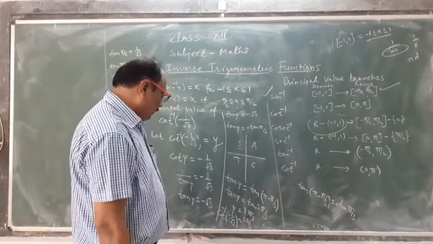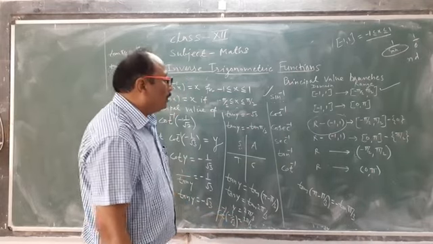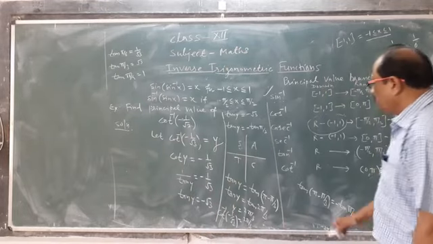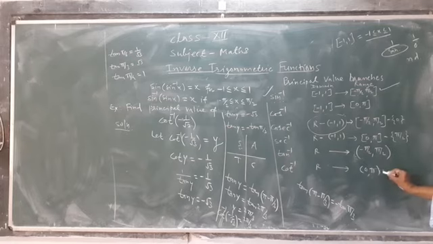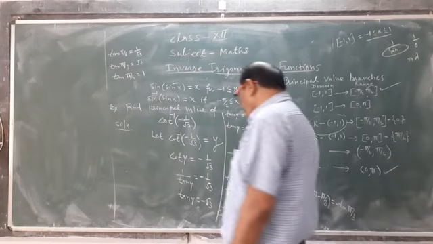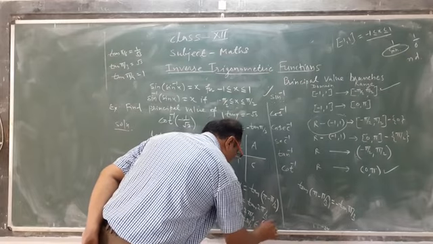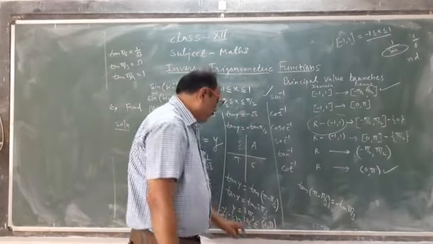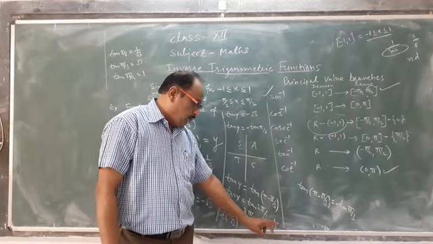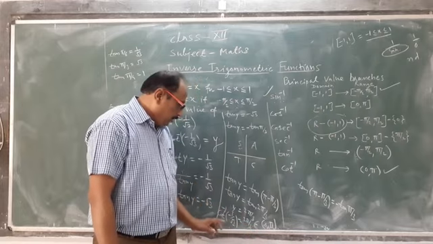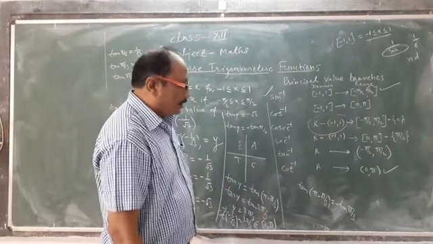And what is 2 pi by 3? 2 pi by 3 lies between 0 and pi. The principal value range of cos inverse is 0 to pi. Pi by 3 means 60 degrees, 60 into 2 is 120, and 120 lies between 0 and 180. Therefore, the inverse of minus 1 by root 3 is equal to 2 pi by 3. It is the correct answer.